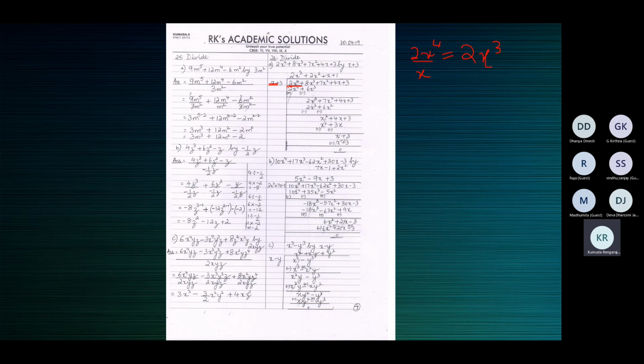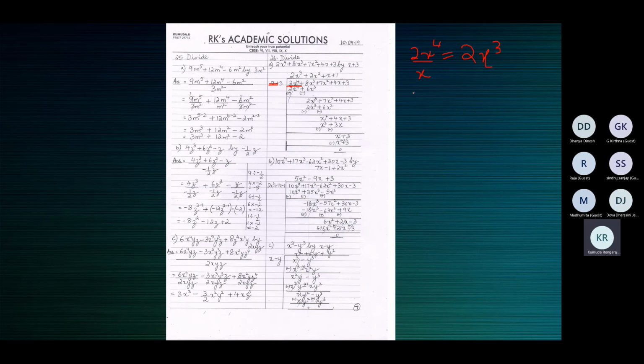So how do we do that? I have many things to tell you. We'll just do it one by one. Now the first thing is, the first term in the quotient is the first term of the dividend divided by the first term of the divisor. So 2x to the power 4 by x, which is 2x cubed.